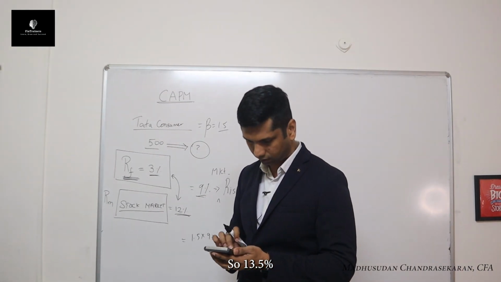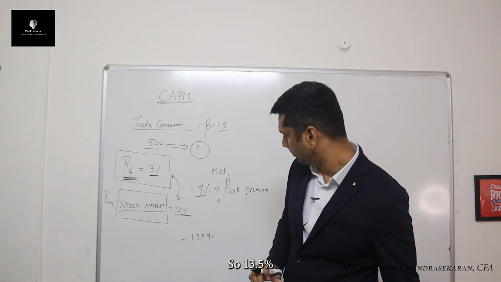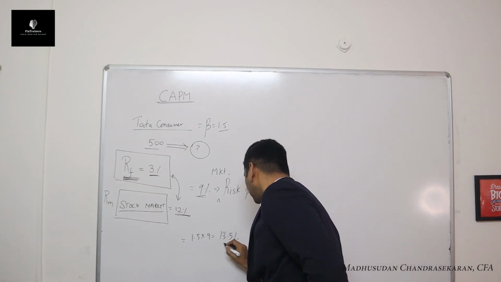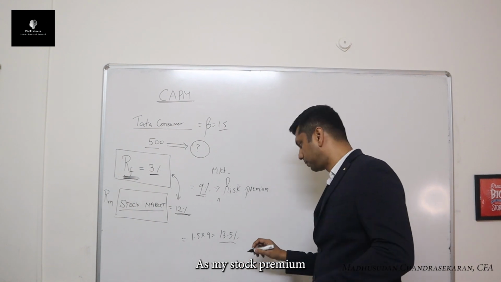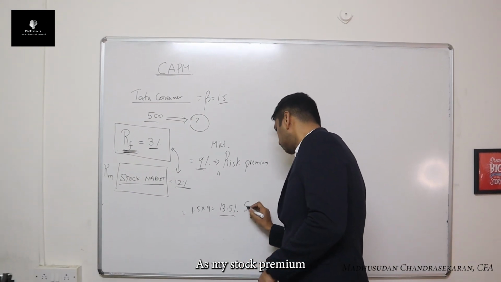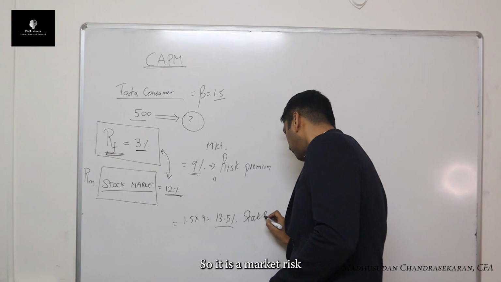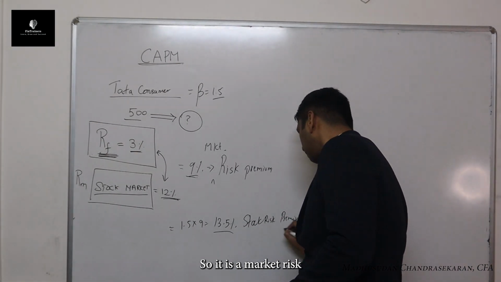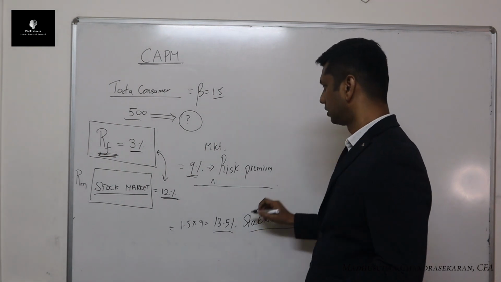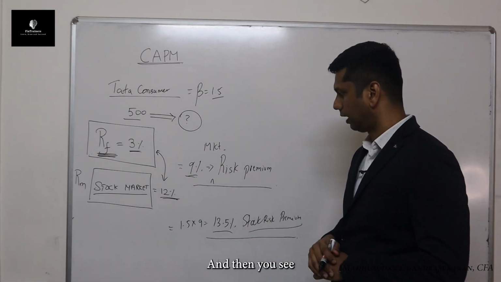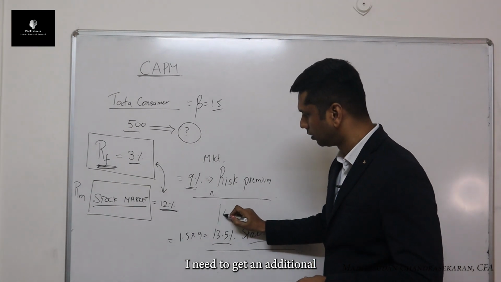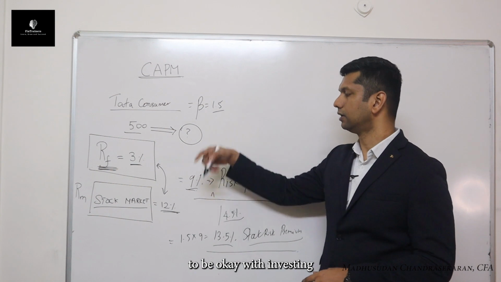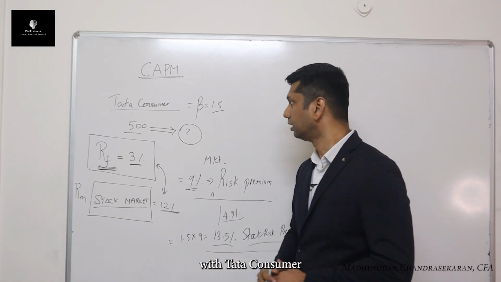So 13.5% as my stock premium. So this is the market risk, and then you see I need to get an additional 4.5% to be okay with investing in Tata Consumer.